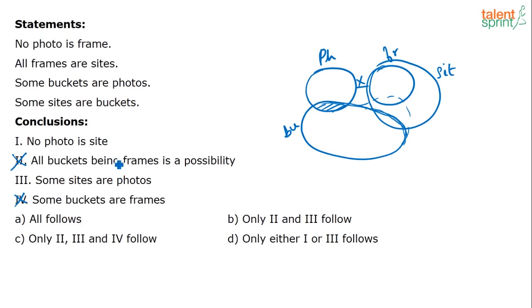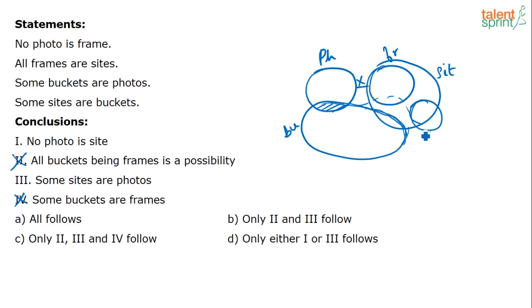Now let us look at conclusion 1 and 3. As I said, these conclusions 1 and 3 are a complementary pair. Let us consider these two conclusions. No photo is site. Some sites are photos. Actually there is no information. What we only know is that photos and frames are disjoint, right? So no photo is site means this is the diagram, correct? Some sites are photos means how will the diagram be? See, photos can be here also, right? Photos can be somewhere here. So only photos and frames are disjoint. So some sites are photos is also possible.